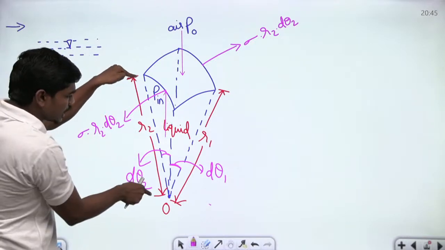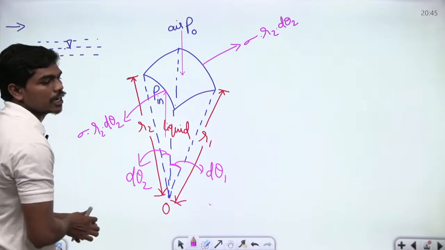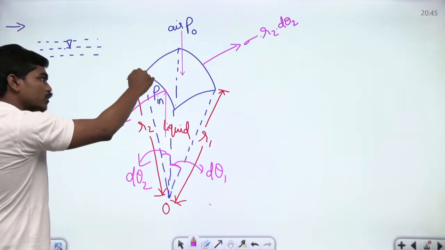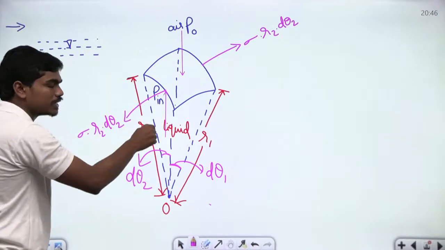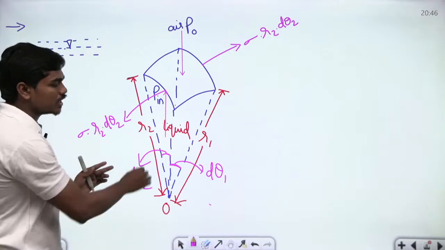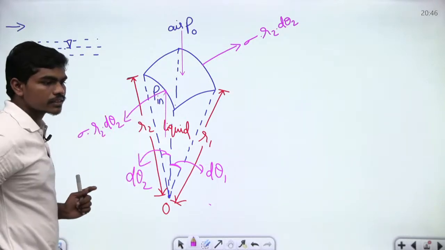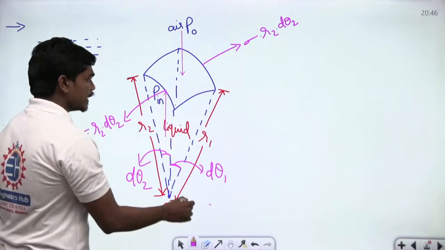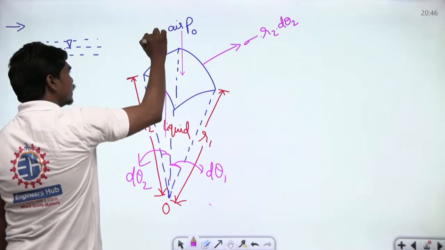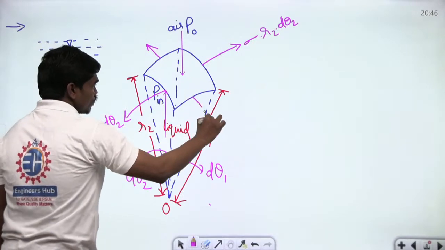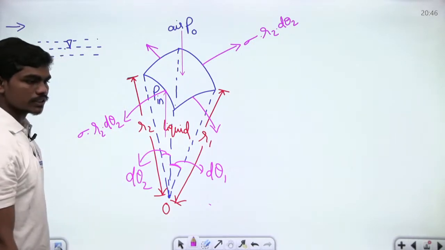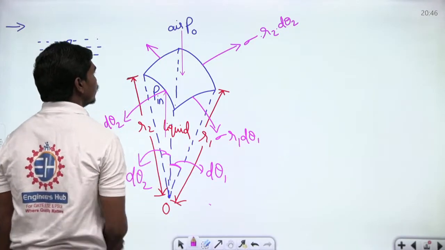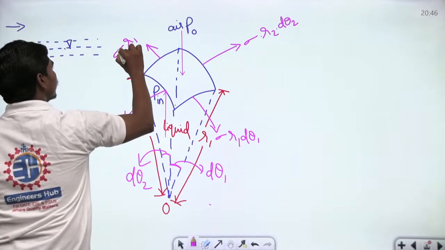Because this length is R2 and this small angle here is d theta 2. So R2 into d theta 2 is the length of this surface, and sigma is the surface tension force per unit length. So sigma into this length will give you the total force acting on this layer. Correct? Similarly, sigma into R2 d theta 2. If that is sigma into R2 d theta 2, can you please tell me what these forces acting here will be? This is sigma times R1 d theta 1, and this will also be sigma times R1 d theta 1.